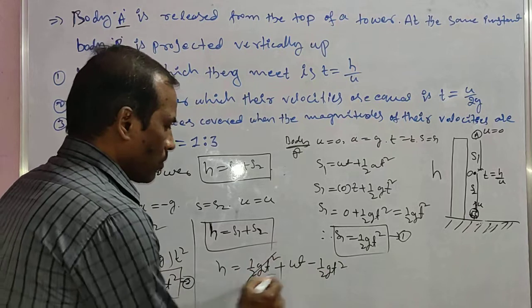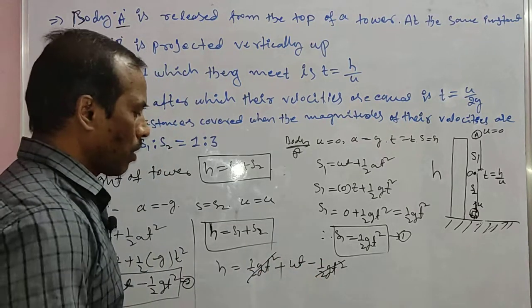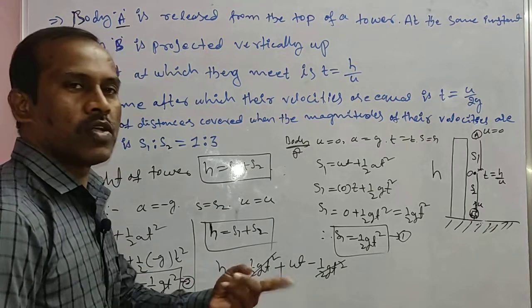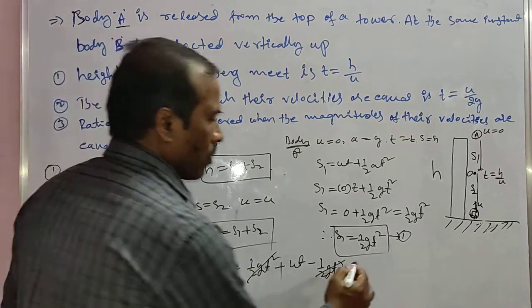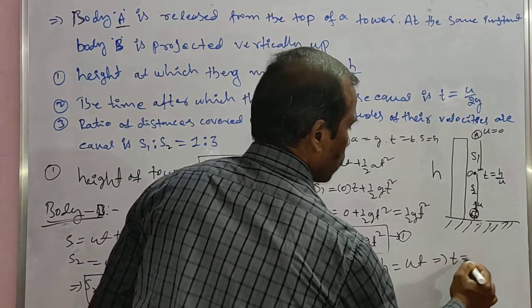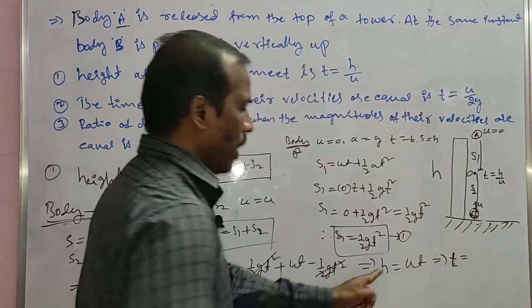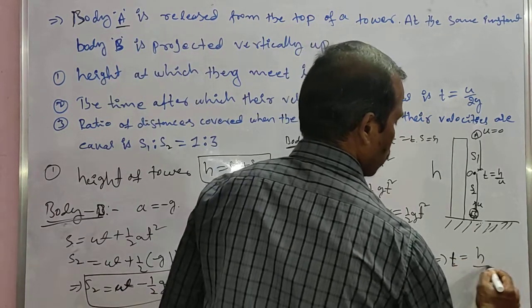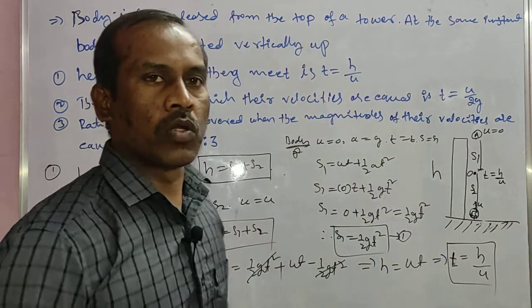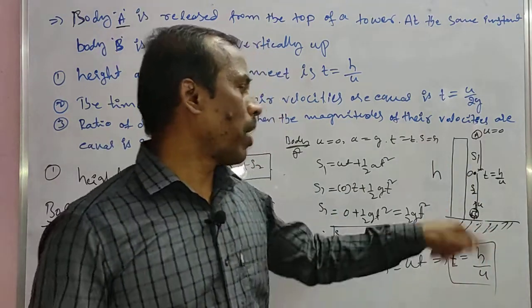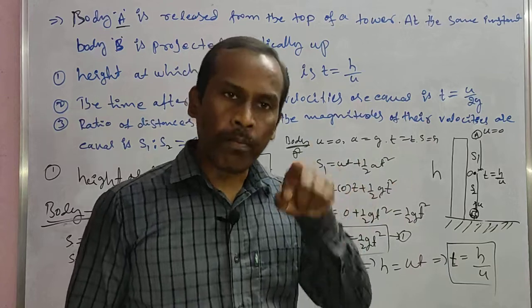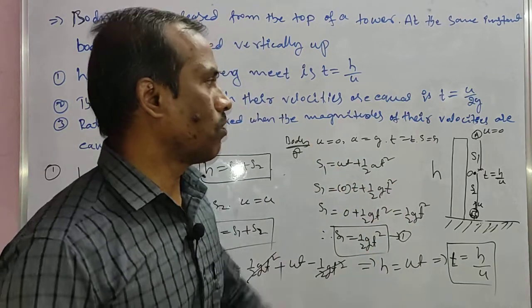So these terms get cancelled, and these terms get cancelled. The remaining terms: h is equal to the height of the tower, and h is equal to ut. Here u means the initial velocity of body b. That means h is equal to ut, so t is equal to h by u. So at any instant t, when both bodies meet at point O, t is equal to the height of the tower by the initial velocity of body b. This is the first case.